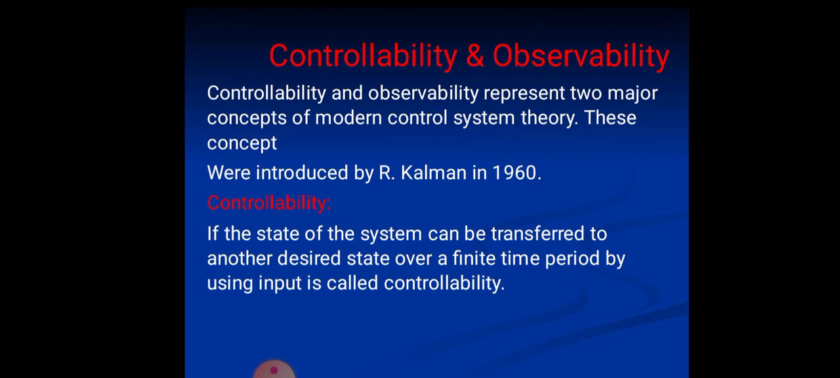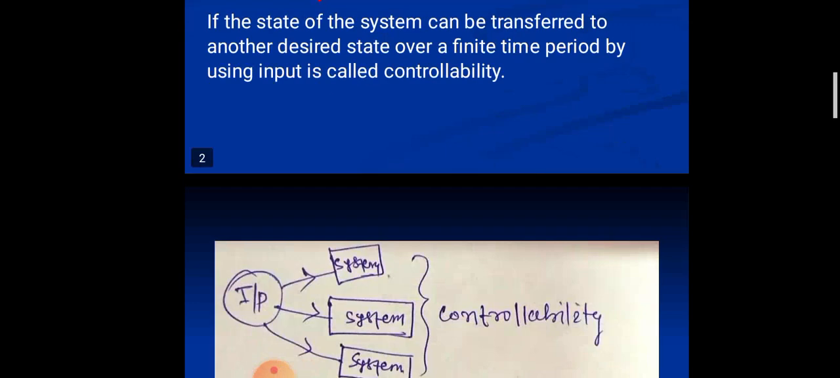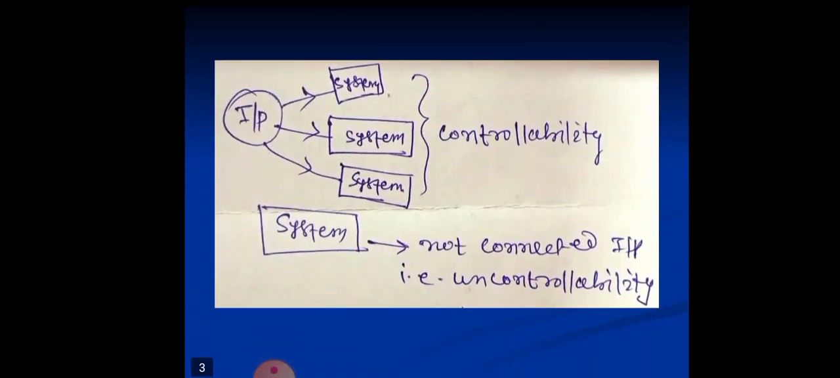First, controllability. If the state of the system can be transferred to another desired state over a finite time period by using input, it is called controllability. For example, when the input is connected to three systems, that is called controllability. When the input is not connected to the fourth system, that is called uncontrollability.